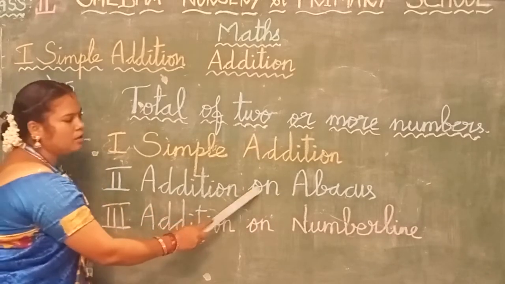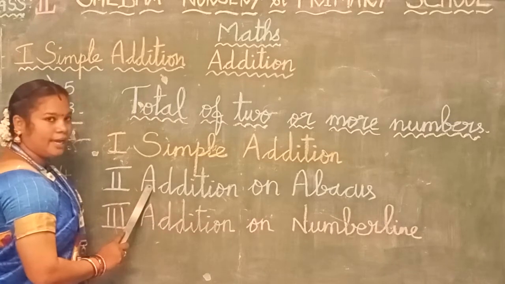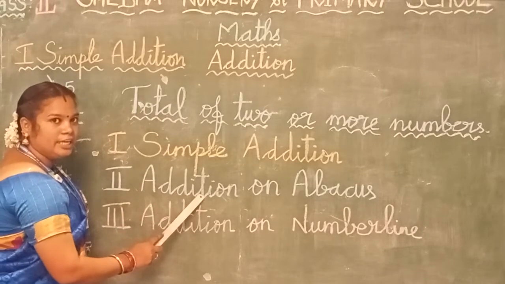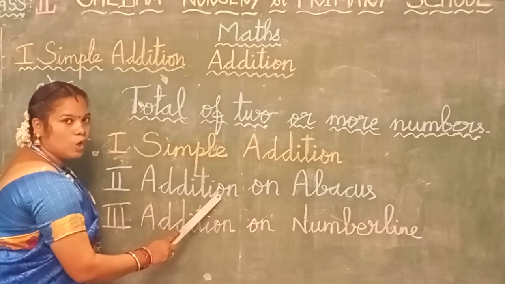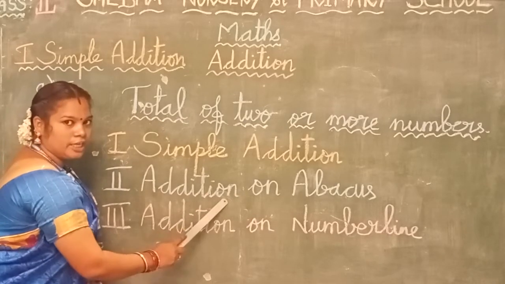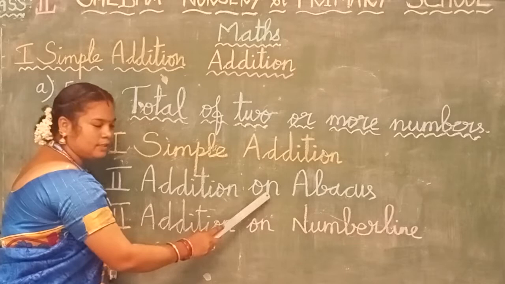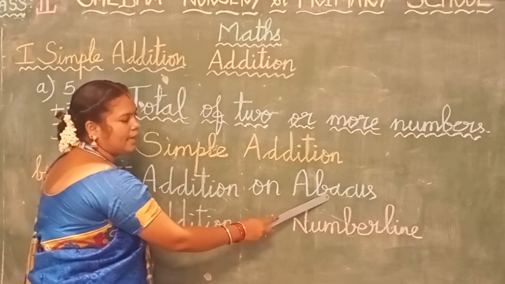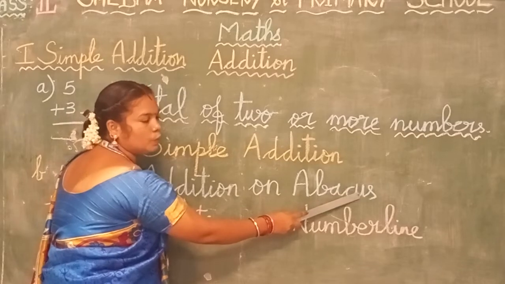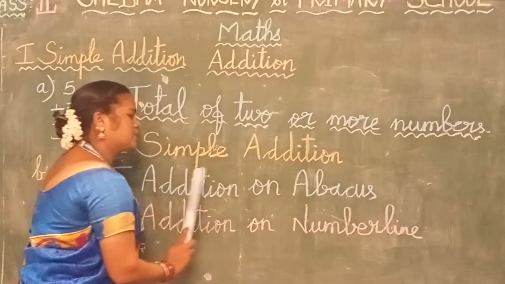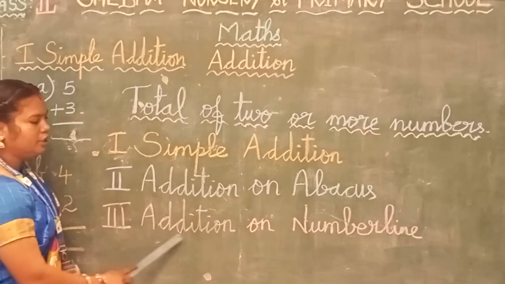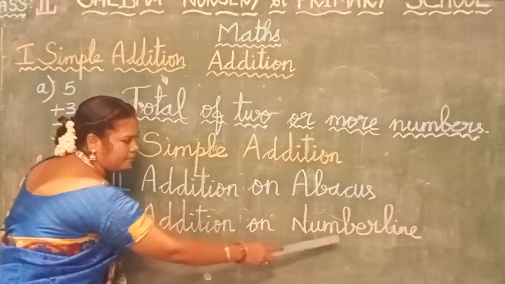Addition on abacus. A, D, D, I, T, I, O, N. Addition. On. Abacus. A, B, A, C, U, S. Abacus. Addition on abacus. Third, addition on number line.